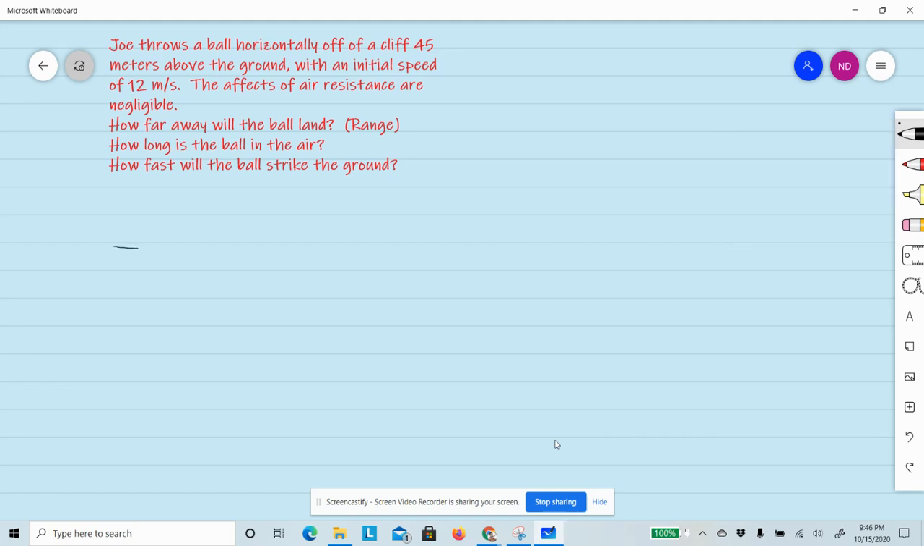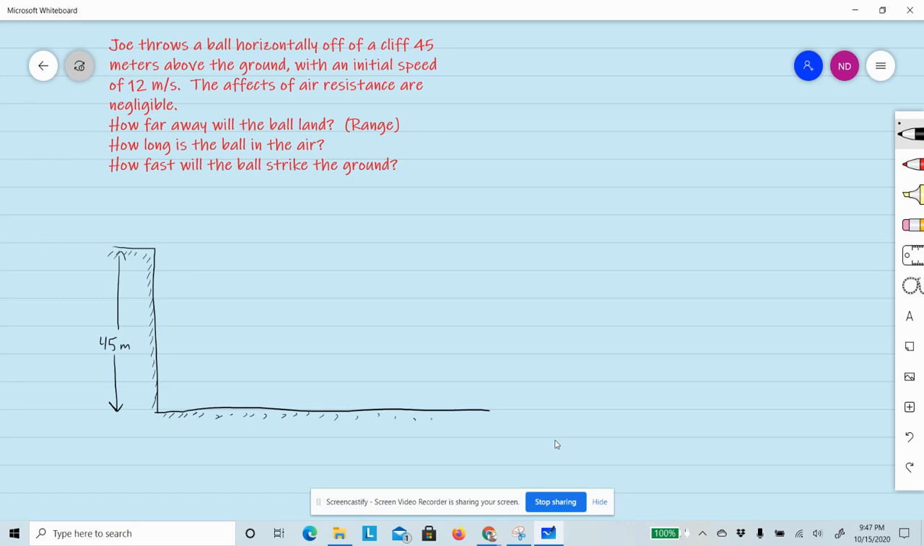So here's my cliff. There's the cliff. And the cliff is 45 meters above the ground. And then here's the ground. So here's the cliff. And here's the ground.